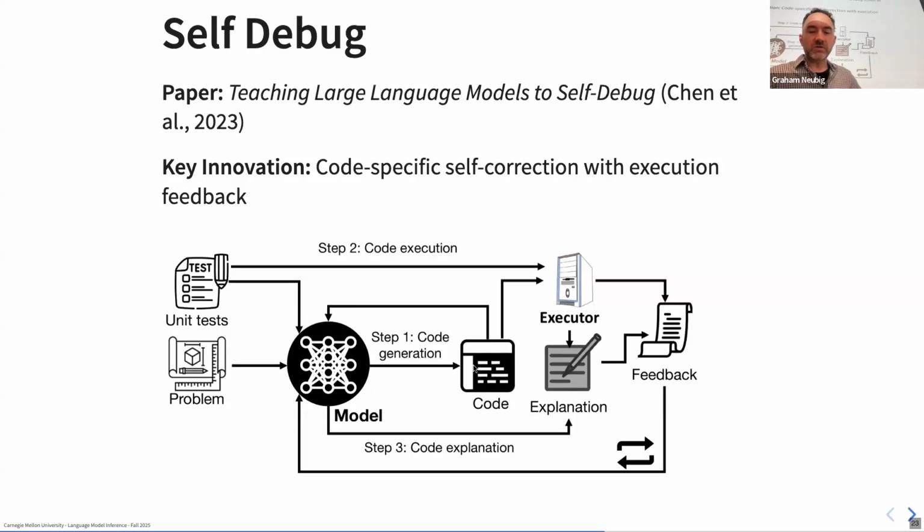You do code generation, and then you actually execute the code to see if it passes unit tests or something like that. You get an explanation from the unit tests, you create feedback, and then based on that, you feed it back to the model to improve the outputs.